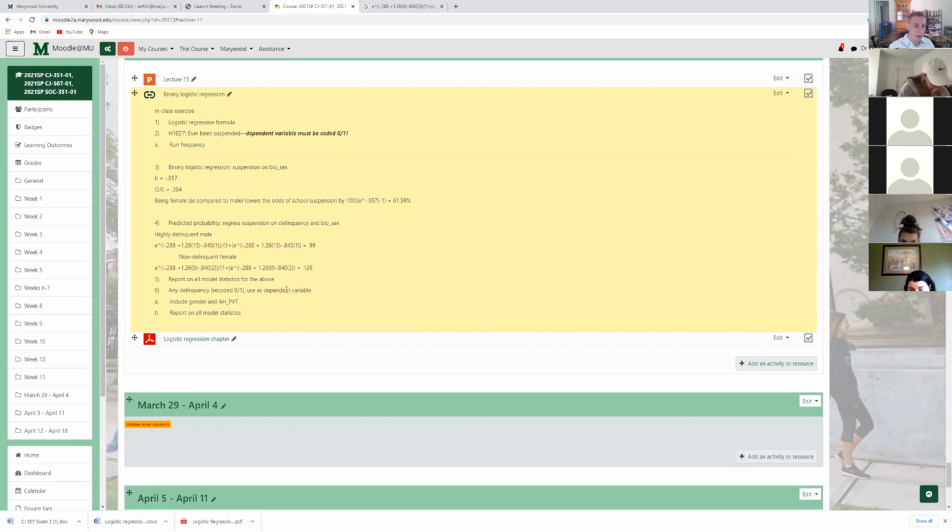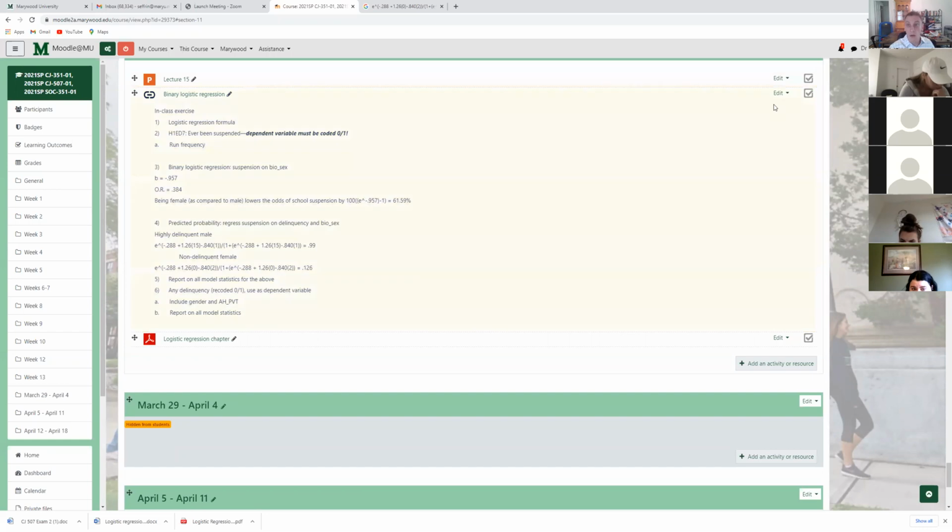I'm going to recode my delinquency variable so it's 0, 1, and then I'm going to include gender and the picture vocabulary test, AHPVT. This will be the last one we do today. I want to go over the results and make sure people get how to interpret this from a second example.